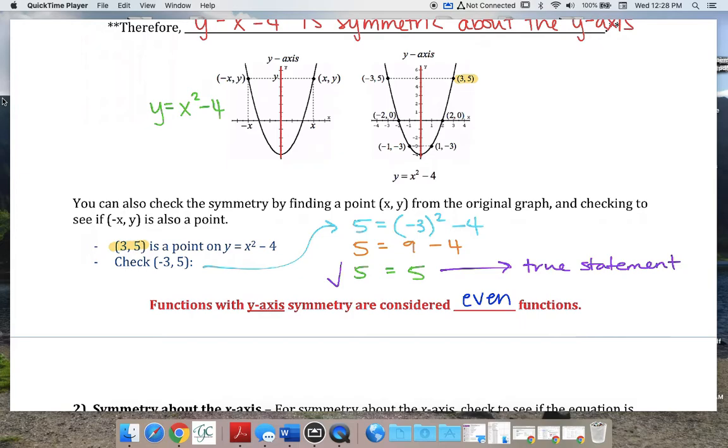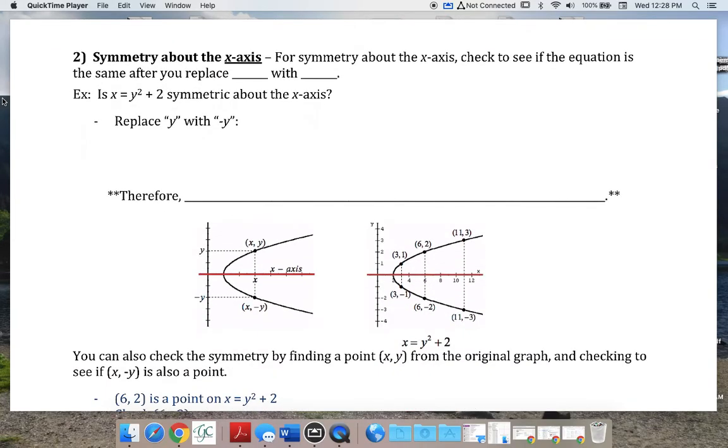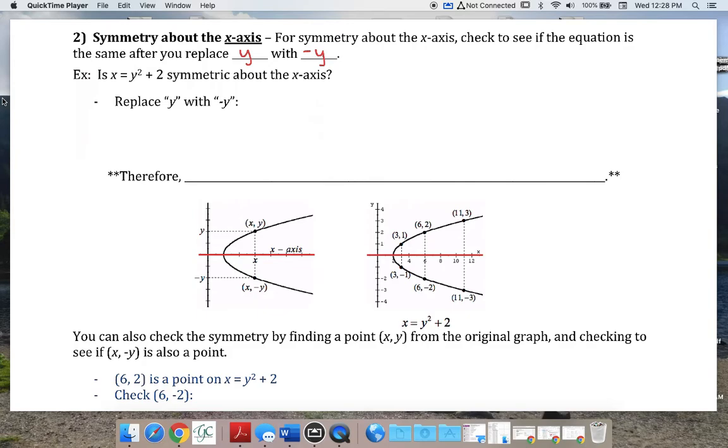So moving on, let's look at x-axis symmetry now. Opposite of y-axis symmetry, now we're going to change out the y value in our equation. We're going to replace a positive y with a negative y. And if when we plug that in, we are left with the same equation that we started with, then our graph is symmetric about the x-axis this time. So let's switch out that positive y for a negative y.